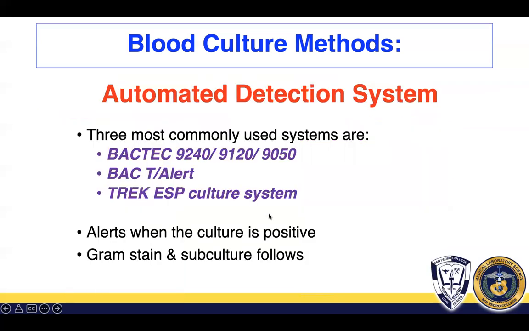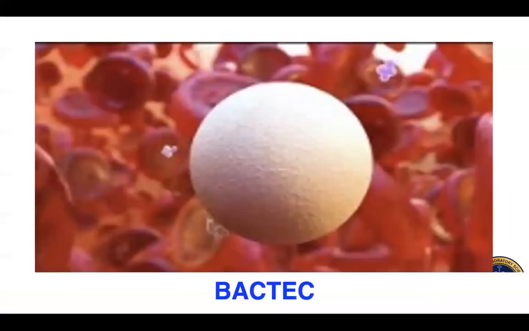Then we have the automated detection system. So this includes BACTEC, BacT/Alert, and TREK ESP culture system. So these systems alert the laboratory when the culture is positive, and you can process a lot at one time. So when the alert goes off, it's time for you to gram stain and subculture. So you'll know what to do next because the machine will alert you. Okay. So let's start with BACTEC.